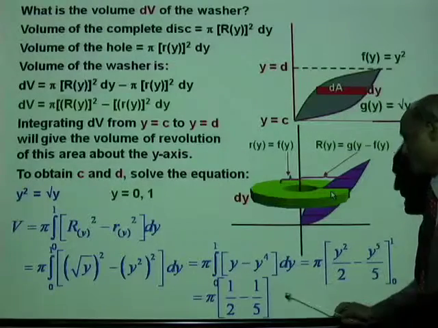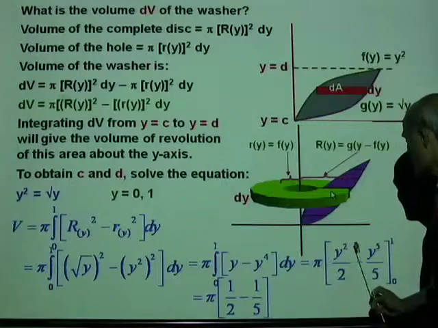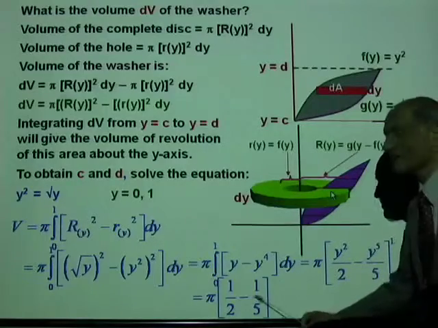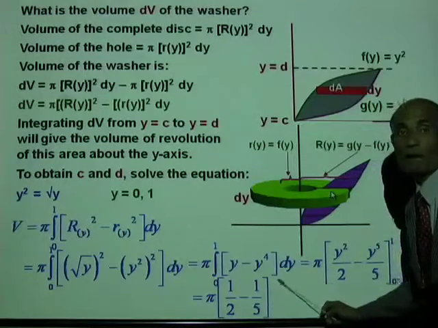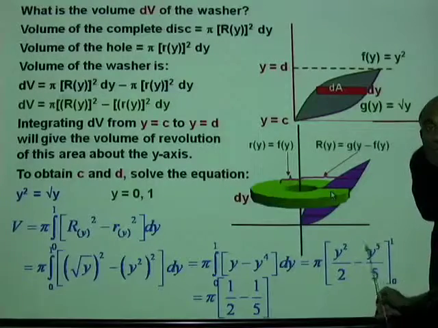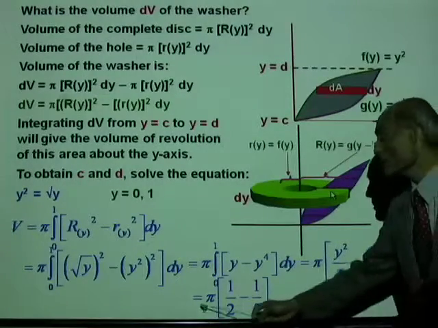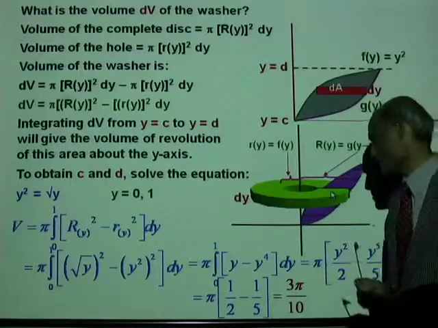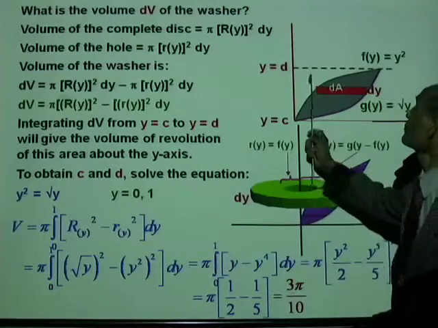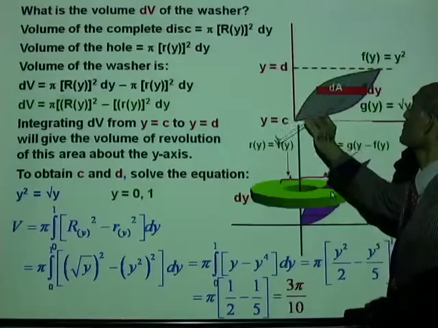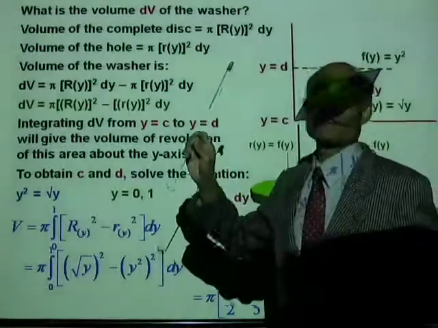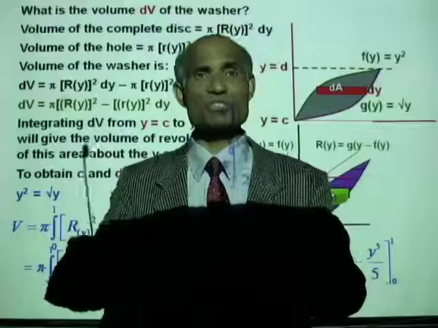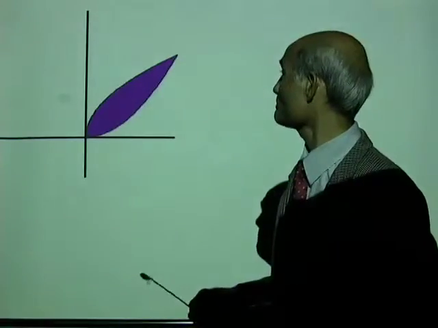And you know how to find the value of this. Is that right? And that will be pi times, replace your y by 1: 1 over 2 minus 1 over 5. That is the upper limit. Minus, replace y by 0. That will be 0, so you don't need to write that. So that will be pi times 1/2 minus 1 over 5. Simplify that. That will give you 3 pi over 10, which is the volume generated by revolving this area about the y-axis. And we used the washer method. I hope you understood the various steps that we took in doing this problem.